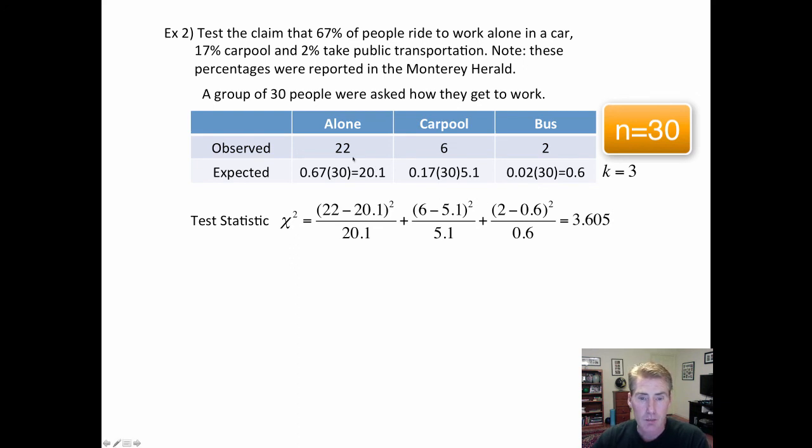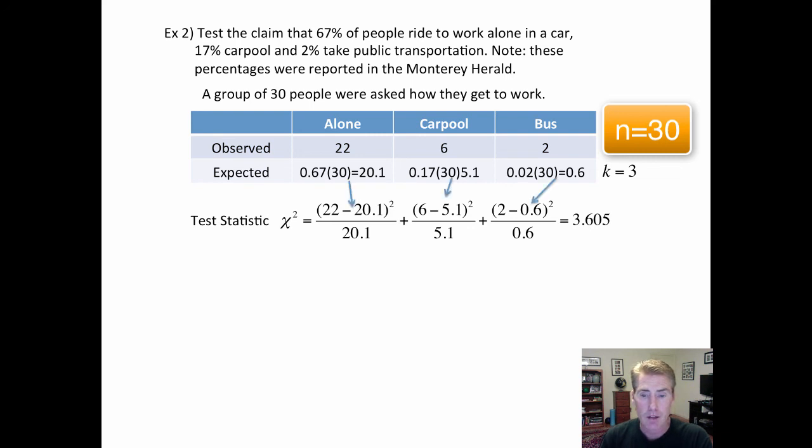And let me just check these numbers. So you take 22 minus 20.1 and square it, divide by 20.1. 6 minus 5.1 square it, divide by 5.1. 2 minus 0.6 square it, divide by 0.6. Put all that in a calculator and you'll see that the test statistic is 3.605.